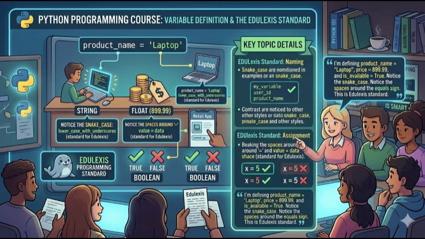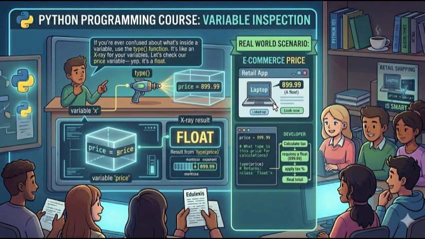This is the Edulexis standard. If you're ever confused about what's inside a variable, use the type function. It's like an X-ray for your variables. Let's check our price variable. Yep, it's a float.